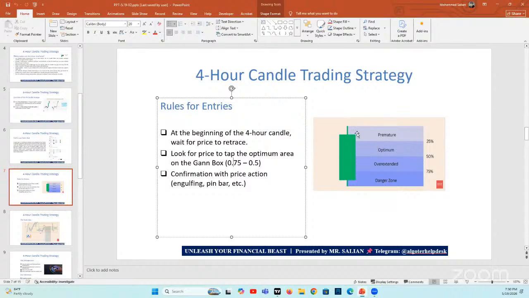Sometimes there's no wick. So did you notice that sometimes the next candle there is no wick? The wick coming here, this is the important thing. Okay, you will see this in the live example later on.